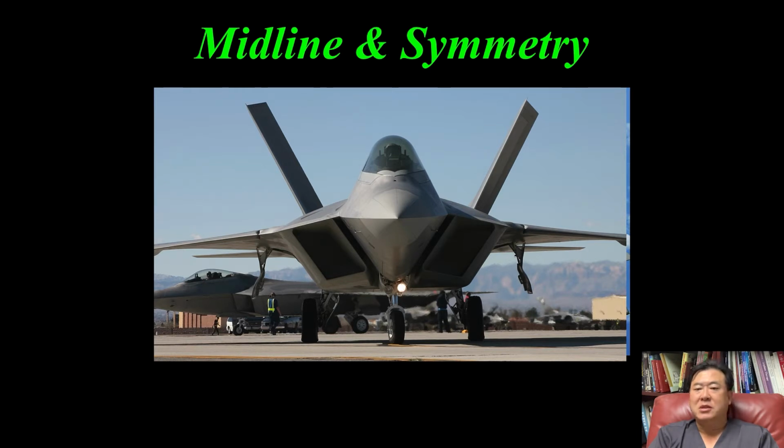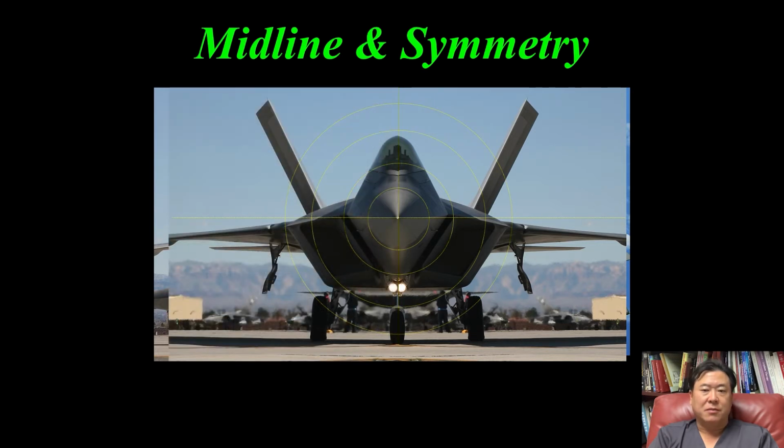For example, this is an F-22 Raptor stealth fighter jet, and when we look at the frontal view, it looks very symmetrical. But when I place the grid like this, we can notice that the left wing is lower than the right wing. If I put a mirror image like this, now it is in perfect symmetry.